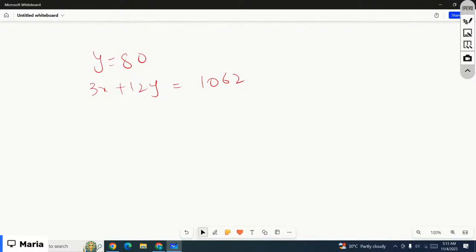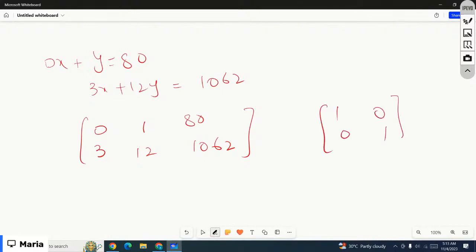Okay, so let's just make an augmented matrix, right? Here in this equation you are not given x. That means x's value is 0x. Just make a matrix: x is 0, y is 1, and you have 80, right? This one is x is 3, y is 12, and 1062, right? Okay, so you have to solve this matrix to 1 0 0 1, right? You need to make these two rows equal to 1 0 and 0 1.